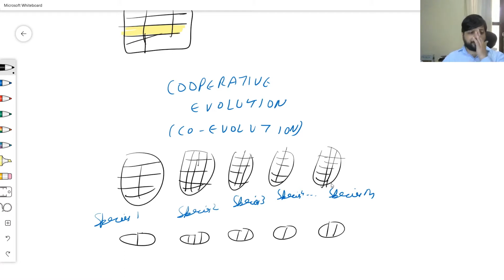Now, by cooperative coevolution, I make sure these individuals are good which cooperate with all the individuals of the other species. These individuals are good which cooperate with the individuals of the other species, and these individuals are also good which cooperate with all the other individuals over here, so they are good.